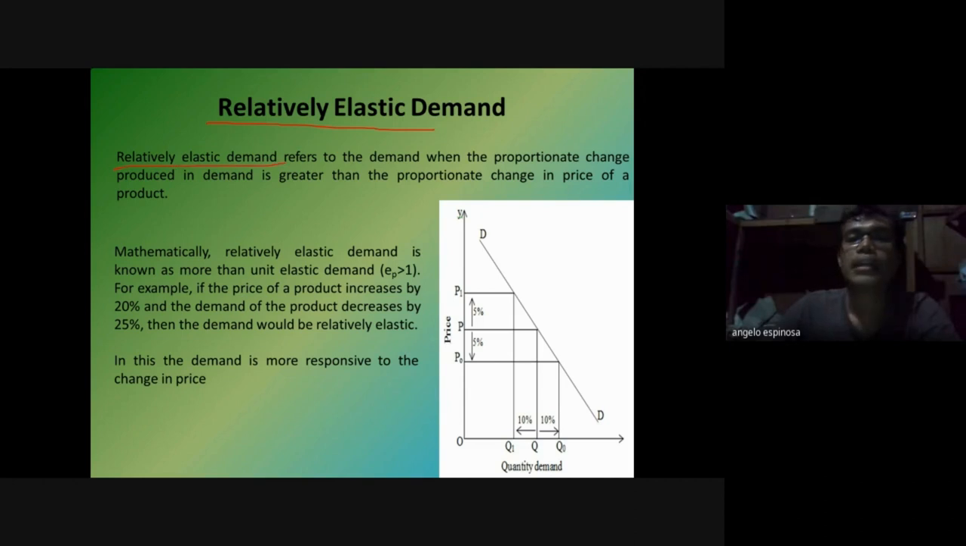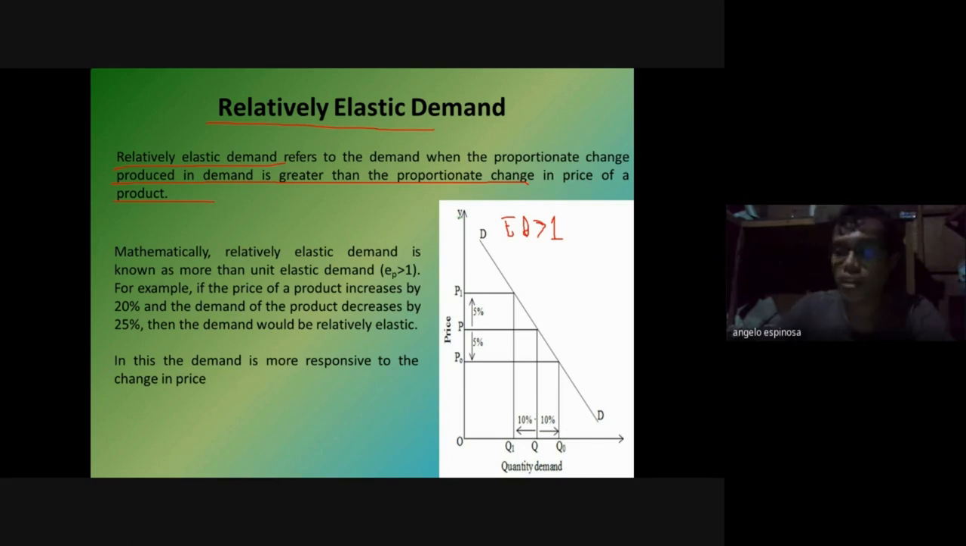Relatively elastic demand refers to the demand when the proportionate change produced in demand is greater than the proportionate change in price of a product. Ano ibig sabihin nun? The elasticity of demand is greater than 1. Ano ibig sabihin? If there are small changes in the price, there is also a change in the quantity demanded. So that is what we call relatively elastic demand.